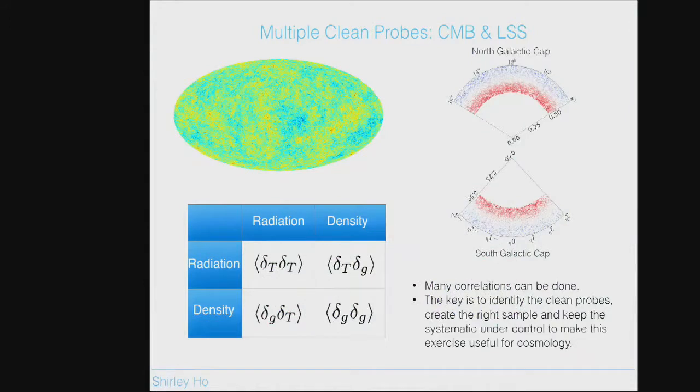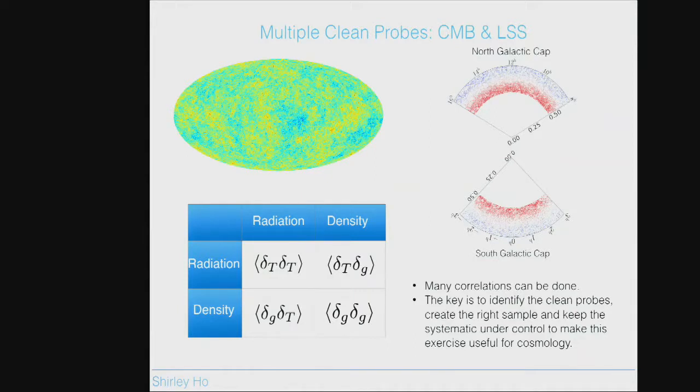Cool, very good. So with multiple clean probes, we have radiation, we have density, we draw a matrix, that's pretty easy. Many correlations can be done between the radiation and the density view. You can have autocorrelation of temperature, which gives you the CMB autocorrelations that you've heard about from Raphael. And then you have the density autocorrelations, which is the large-scale structure you've all heard about: the clustering, the correlation function, the baryon acoustic oscillations. That all came from the density autocorrelation.